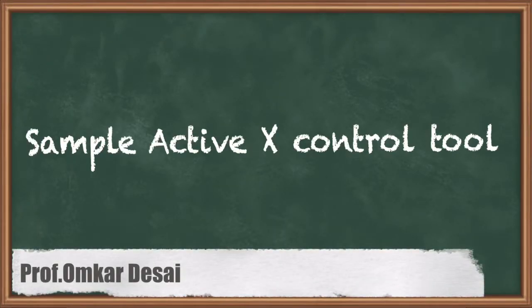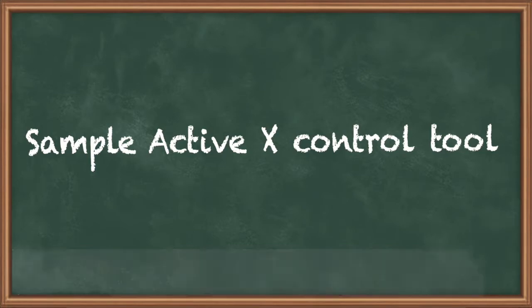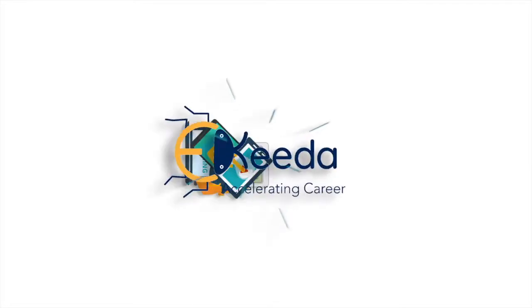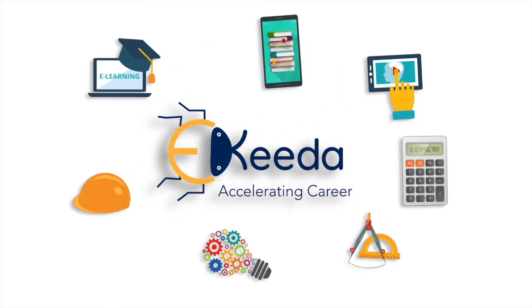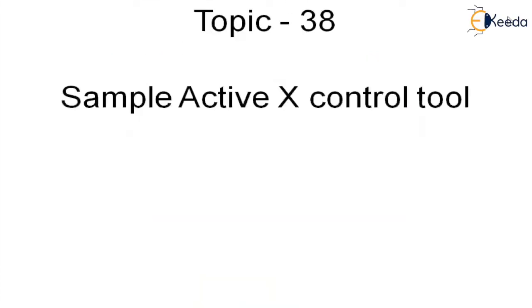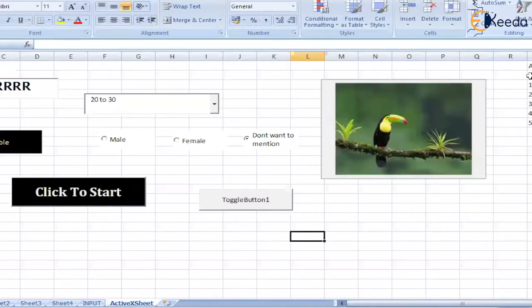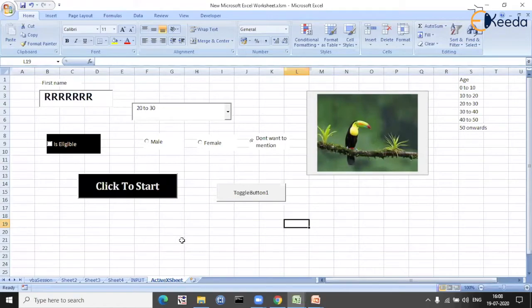In the previous session, we have seen some basics of ActiveX controls. In this session, we'll use the ActiveX controls and create our own tool. We'll create the UI part of our tool. So let's get back to the sheet. You can see this is what we have used in the previous session.